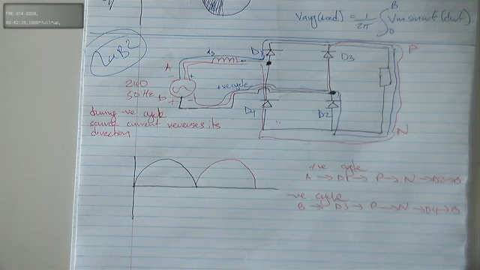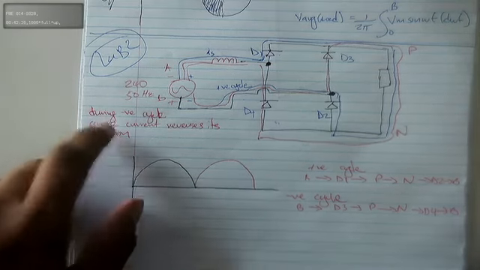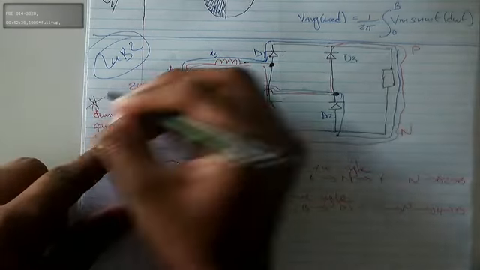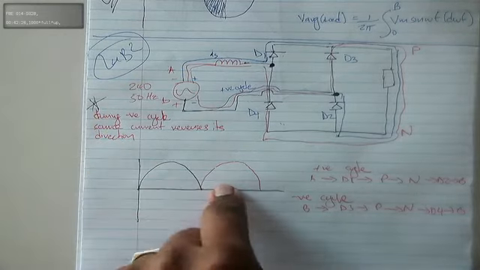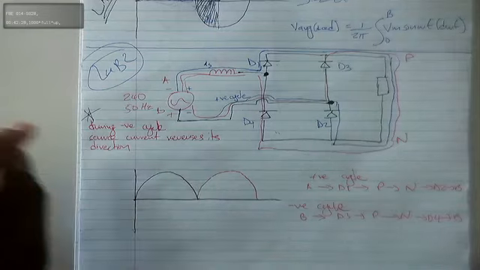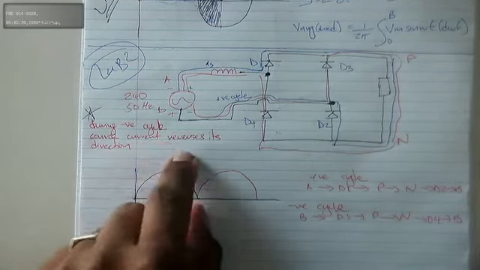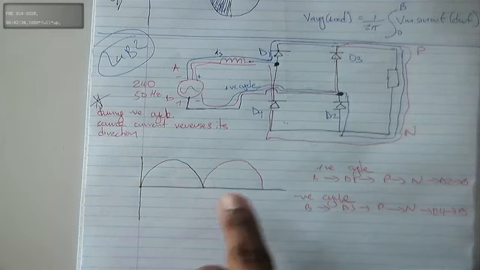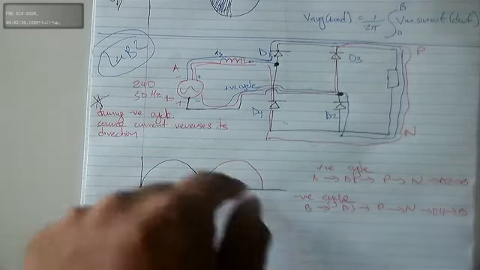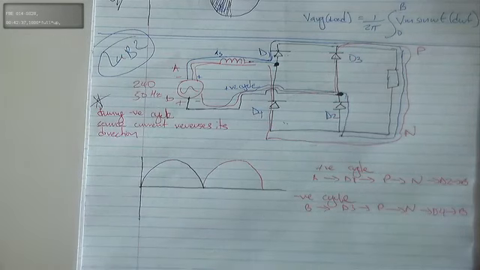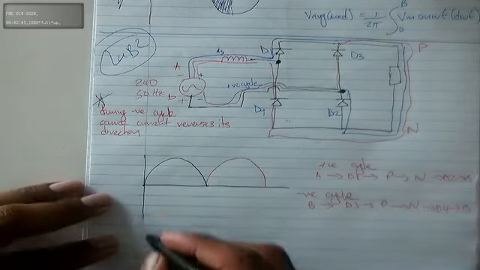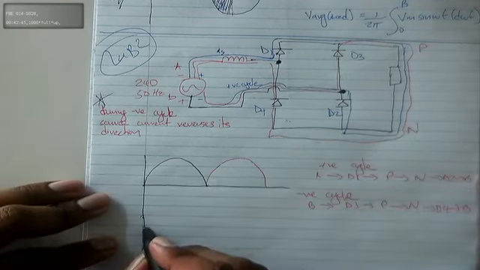Now this point here is a very important point. This is the point that validates this positive cycle, that during negative cycle source current reverses its direction. Even though we had a negative cycle, we have a positive cycle now, because of the direction change of the current. Because of this direction change, Is is still negative, but it is conducting on the negative cycle.